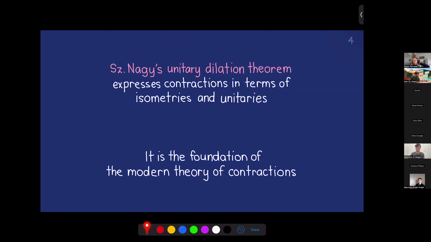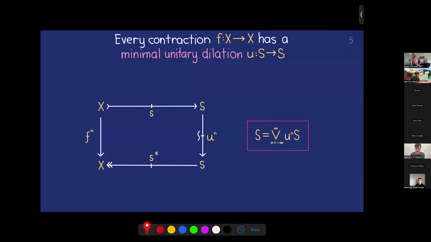So what does it actually say? It says that every contraction F on some Hilbert space X has a unitary dilation U on some Hilbert space S containing X. So the point is there's some isometry S from X to S that exhibits X as a closed subspace of S. And the dilation bit is the fact that if I go via this injection, do some power of U, and then do the corresponding projection onto the subspace X, that's the same thing as doing that power of F. So the action of U on S is containing the action of F on X.